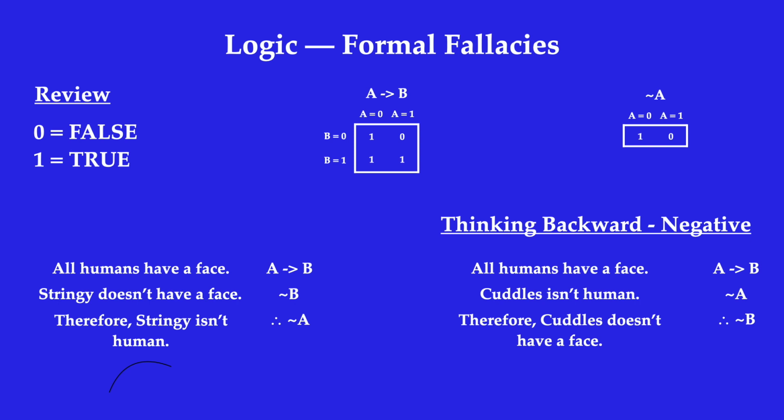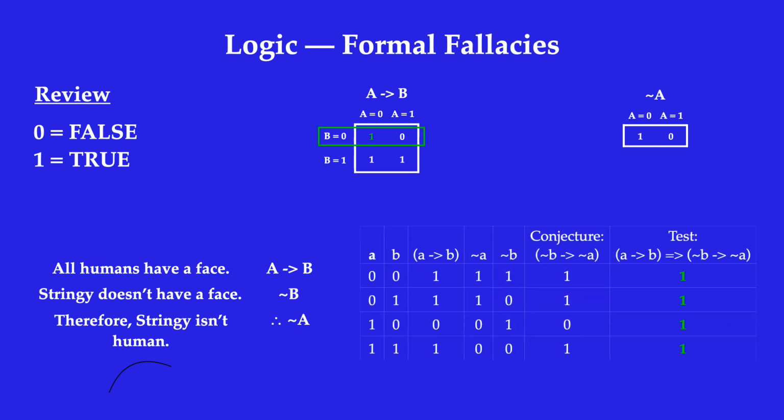Let's look at the A arrow B gate and the truth table. There are now no contradictions. So this is not a fallacy. This happens to be correct forward thinking. The negative just flips things around. I'll give you a few seconds to pause the video and think about what this means until it makes sense.